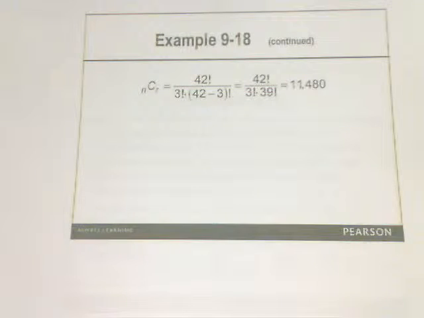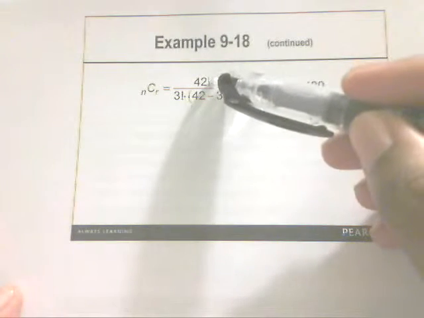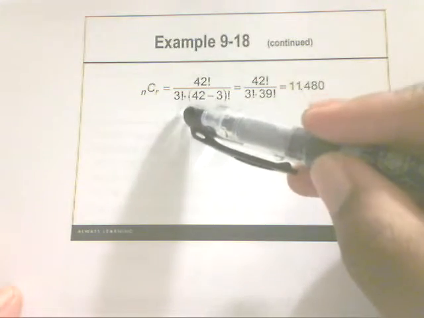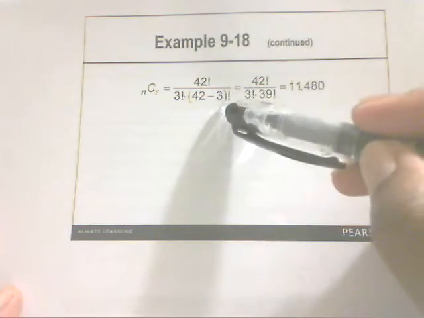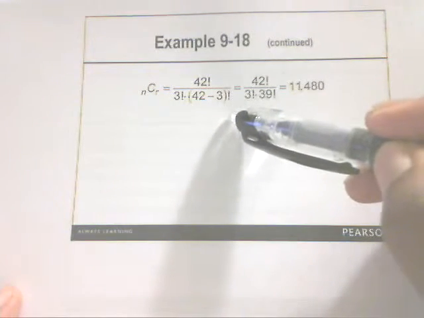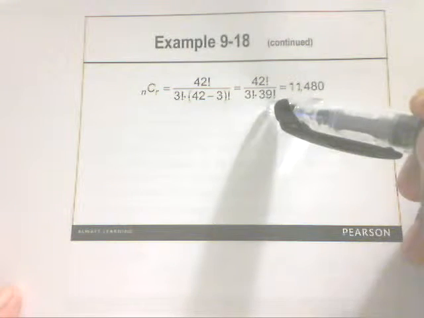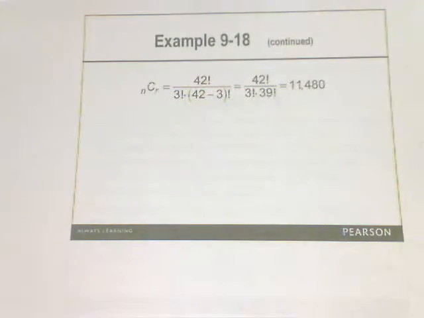So in this case here, using that particular formula, nCr, that's 42C3, by the way. Your n is 42, so it's 42 factorial. r is 3, so it's 3 factorial. That's multiplied by n minus r, which is 42 minus 3. That quantity is going to be factorial. So 42 minus 3 is going to be 39. So you have 42 factorial divided by 3 factorial times 39 factorial.